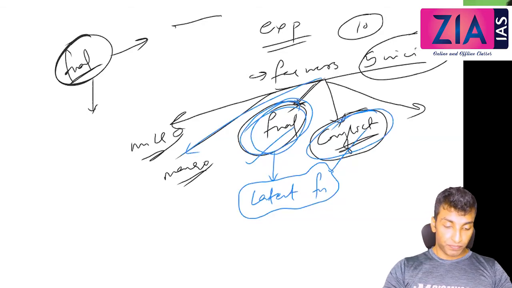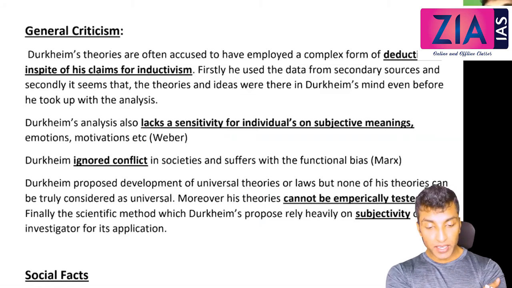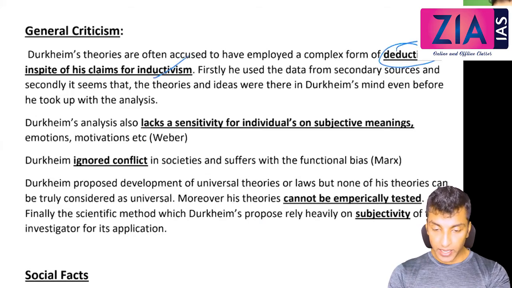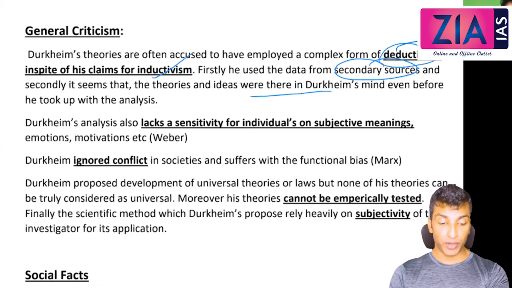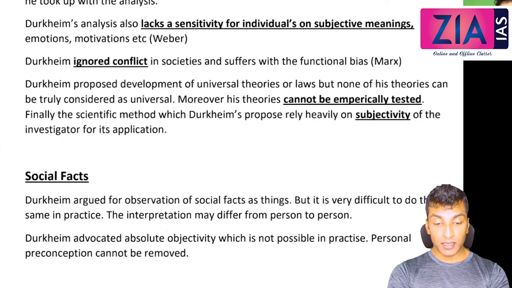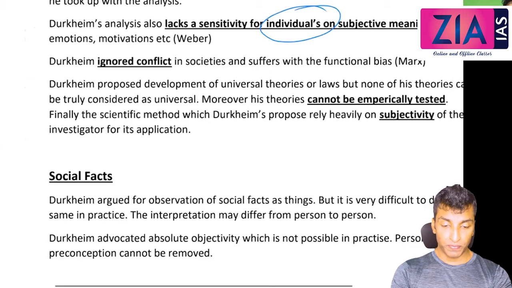Okay, so we were talking about how Durkheim's theories are often accused of employing a complex form of deductivism in spite of his claim for inductivism. I hope you understood, right? Firstly, he used data from secondary sources in almost all the studies. Secondly, it seems the theories and ideas were there in Durkheim's mind even before he took up the analysis. Durkheim's analysis also lacks sensitivity for individuals' own subjective meanings, emotions, motivations, etc. We have already discussed this point: he ignored the individual's motivation. So I have just written Weber.